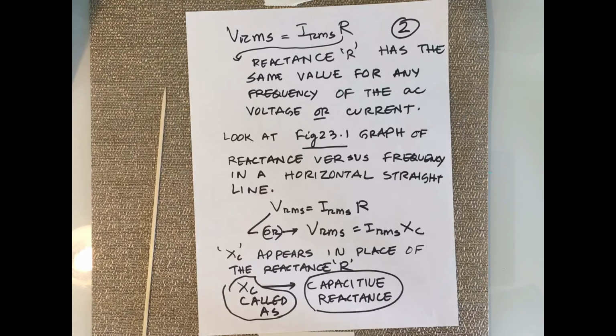R is the resistance, which has the same value as the frequency changes or the voltage changes; it doesn't change. Look at the figure, 23.1, the graph of reactance versus frequency. It is a horizontal straight line, and then we can write down the equation VRMS equals IRMS times XC. XC is replaced for R, and that is known as capacitive reactance.